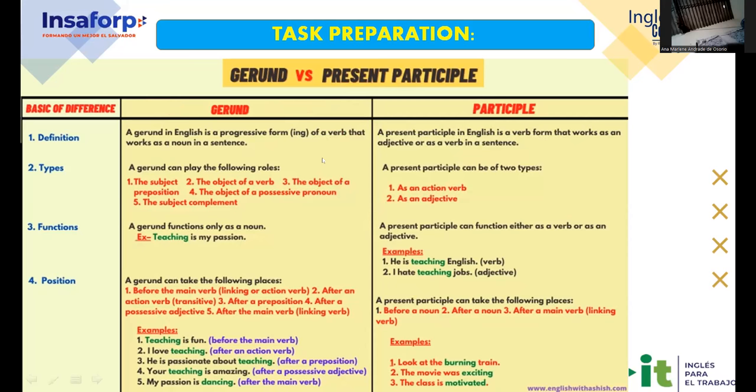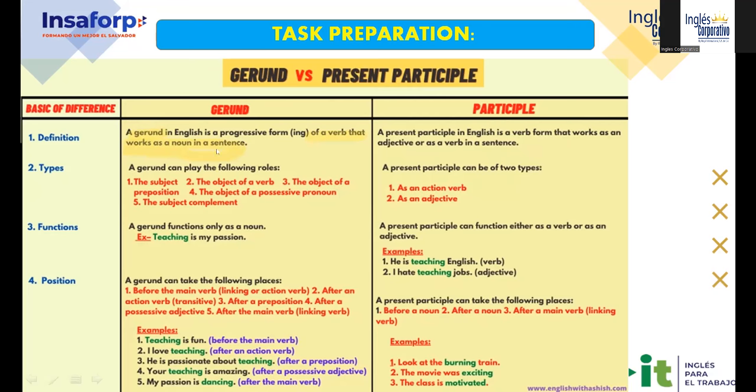Entonces nos vamos a enfocar en la función. Depende de esa función, va a depender cómo se llama. ¿Sí? Gerund, participle. So we're going to check that in a moment, okay? So -ing of a verb that works as a noun in a sentence. So look at this important information. A gerund works as a noun in a sentence. So you have to keep that in mind.